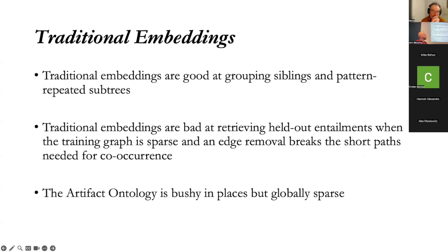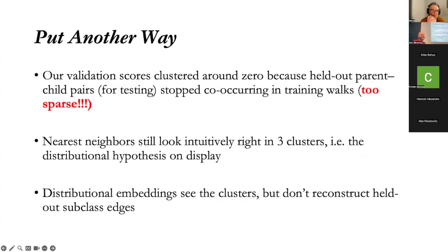I wonder why 3, to be fair, because of the 80-10-10 split. This should reflect what we have in the training set only. Of course, we don't know how the split works. Dig in the code. You can inspect it. But note too, the validation scores when you run it cluster around 0. And that's because our parent-child pairs stop co-occurring in training walks because it was too sparse.